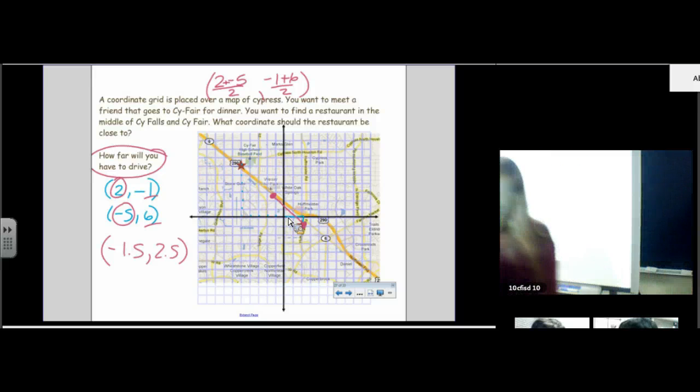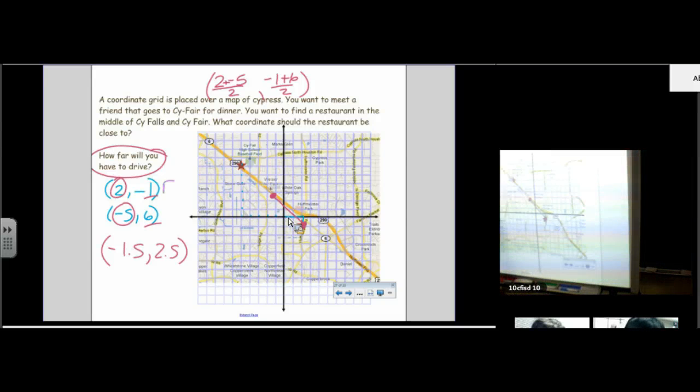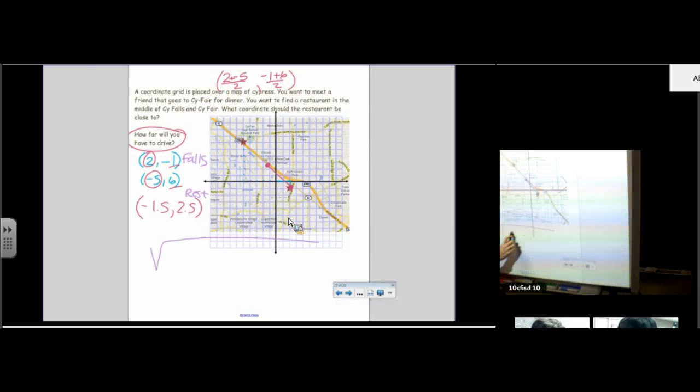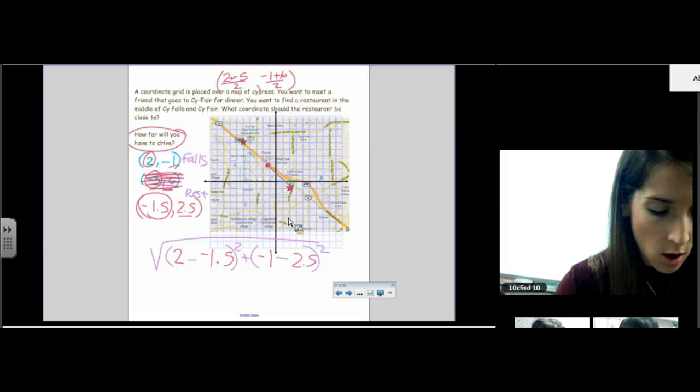So now we want to find the distance between Cy Falls and the restaurant. So that's when we would do our nice big skeleton: minus, minus, plus, squared, squared. Circle your x's and underline your y's. We don't need this anymore because that was Cy-Fair. We're done with that one. So now I put my circles together, circled, circled. Now I put my underlines together, underlined, underlined.